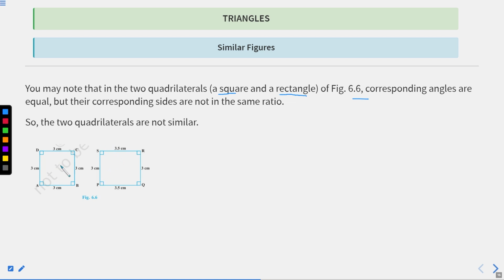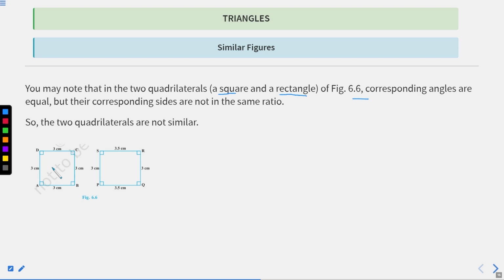And here, if you find the ratios, you get 1. In the rectangle, all angles are 90 degrees, but one side is 3.5 centimeters, another is 3 centimeters, another is 5 centimeters, and another is 3 centimeters. So for these two figures, their corresponding sides are not in the same ratio, but their corresponding angles are equal. Therefore, the two quadrilaterals, a square and a rectangle, are not similar.